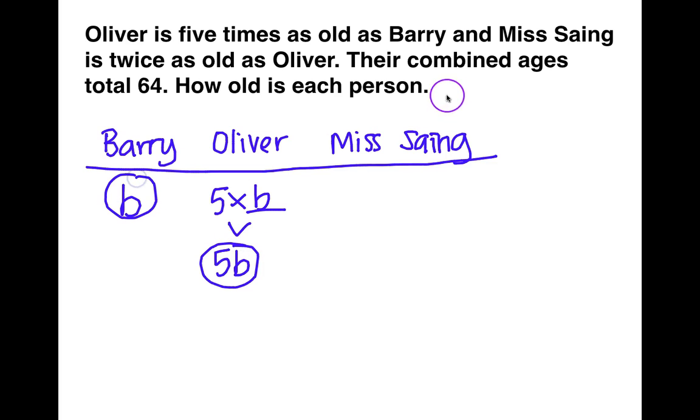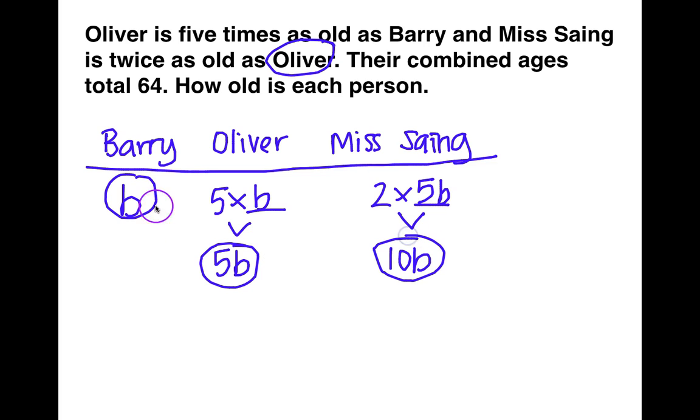So now, Miss Sang is twice as old as Oliver. So twice as old, I'm going to be multiplying that by 2. So it's 2 times something. Twice as old as who, though? Twice as old as Oliver. Well, Oliver is 5B, so I'm going to go ahead and put 5B here. Since it's twice as old, this is going to simplify down to 10B. So now I'm left with B, 5B, and 10B.